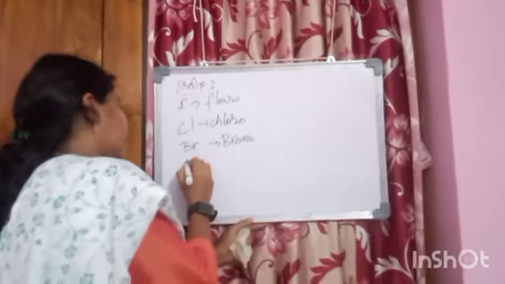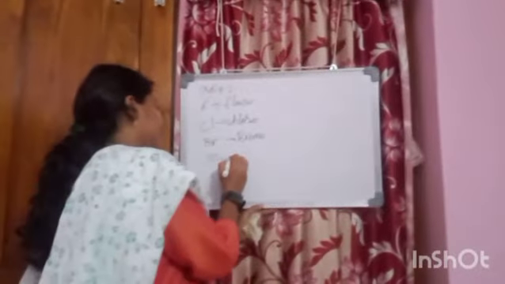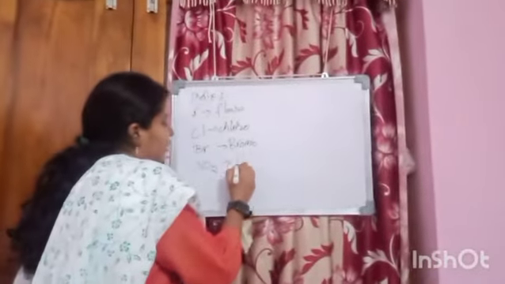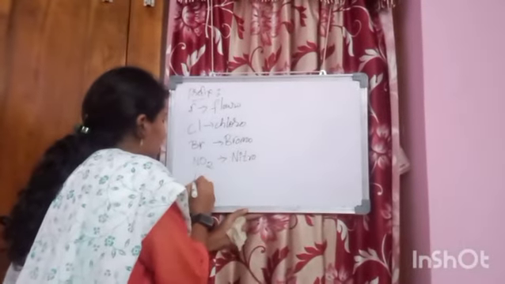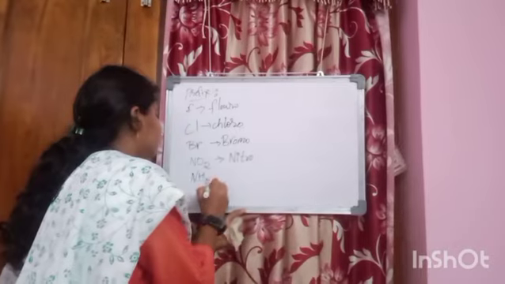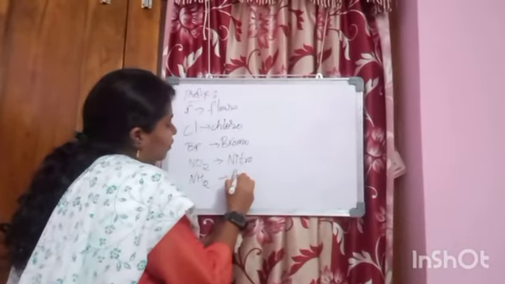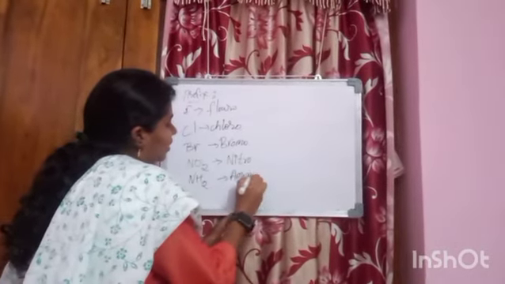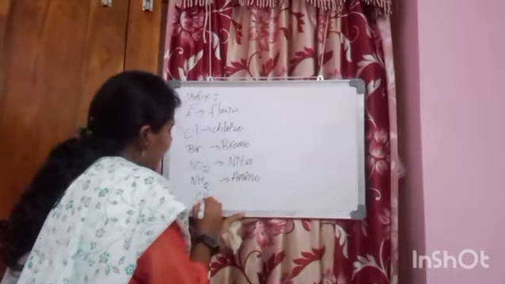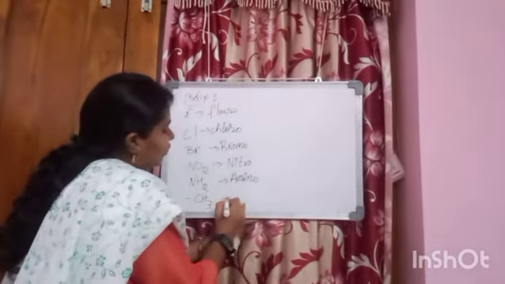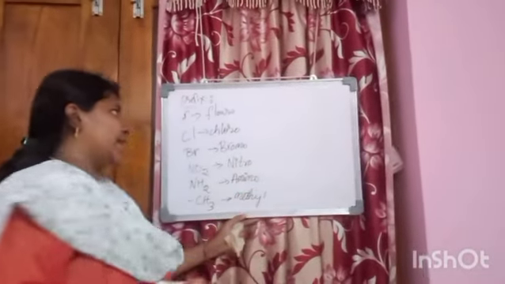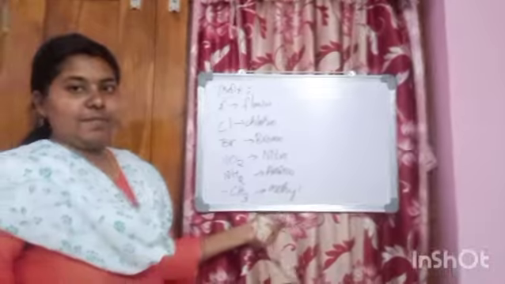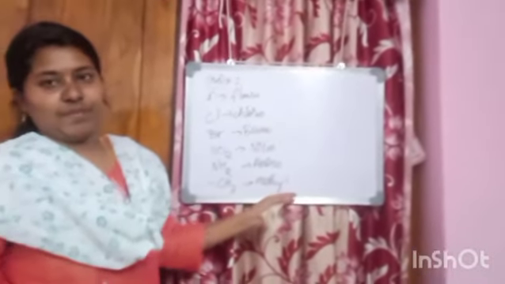If the substituent NO2 is there, nitro. NH2, amino. If CH3 is there, you have to write methyl. Like this, we have some substituents, and those are the substituent names.